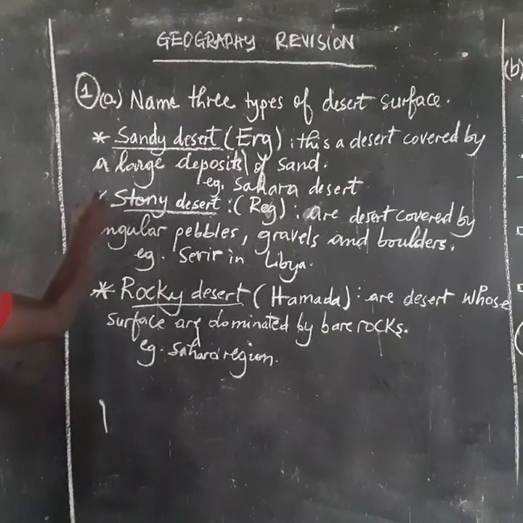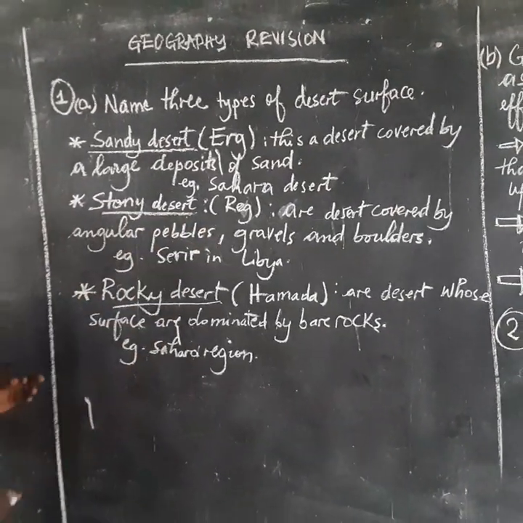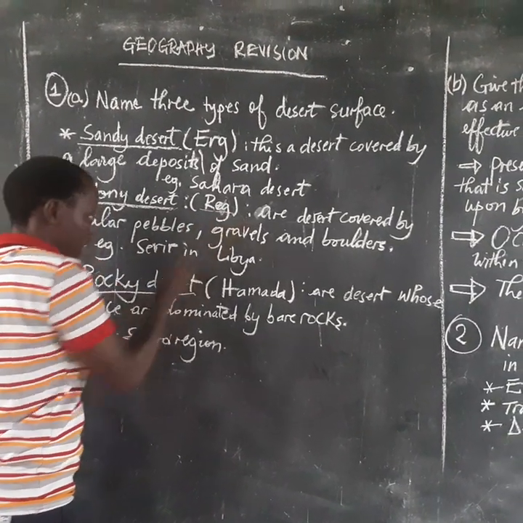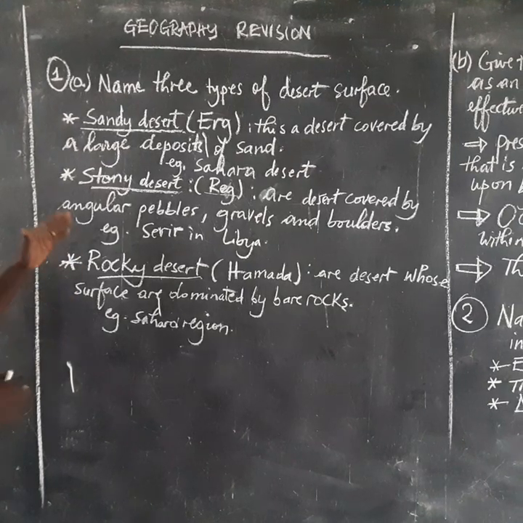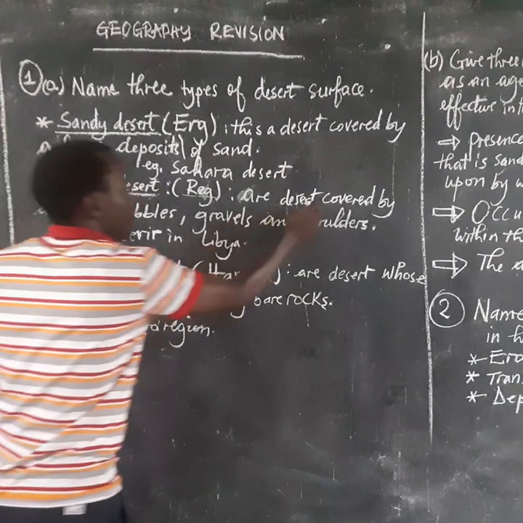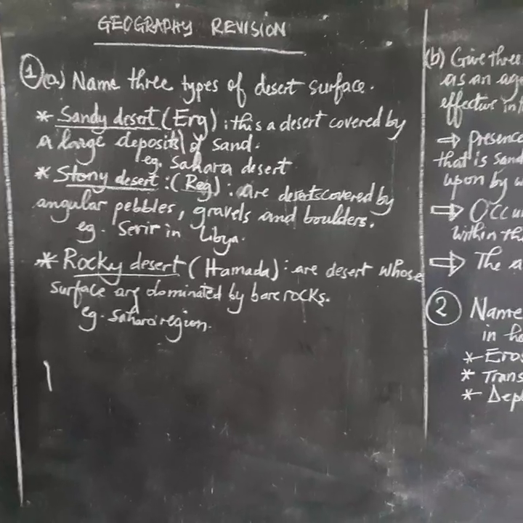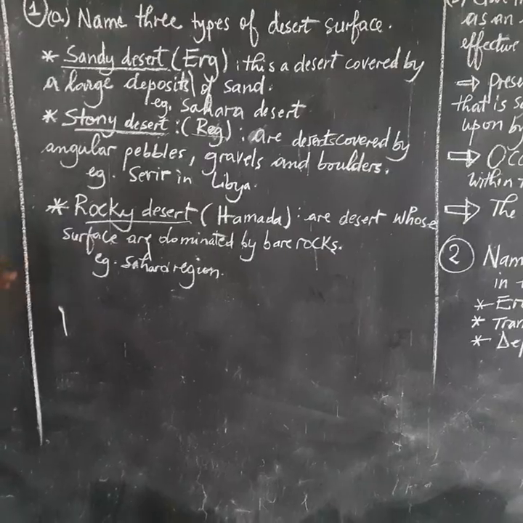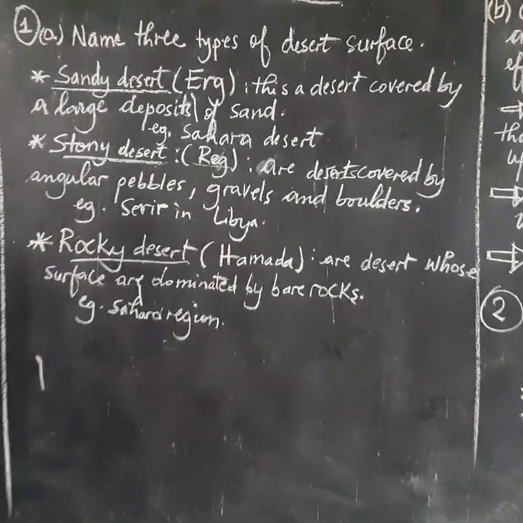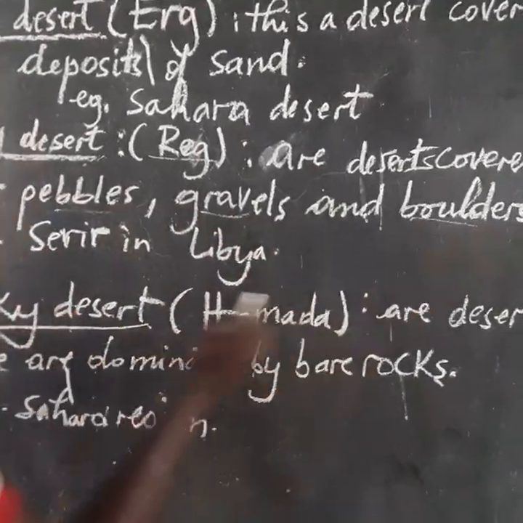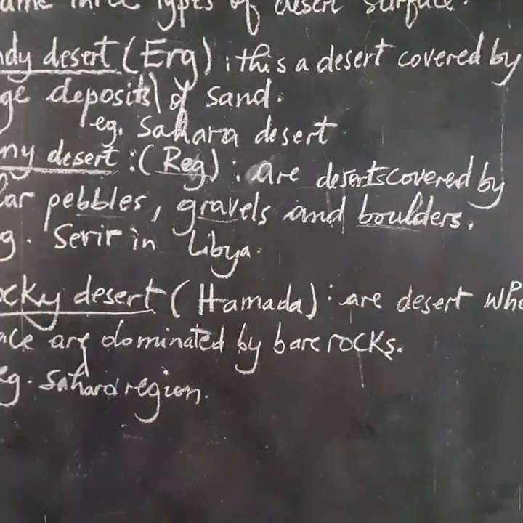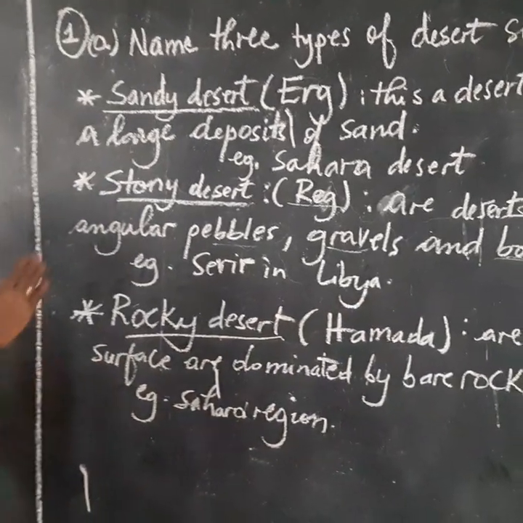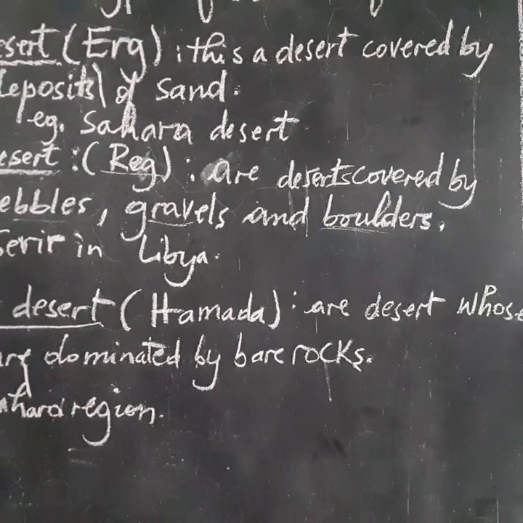Let's go to type number 2. We have the stony desert. This stony desert is otherwise called a reg. Regs are deserts covered by angular pebbles, gravels, and boulders. So meaning that the surface of the desert is covered by the angular pebbles, gravels, and boulders. So we have some examples. We have the Serir Desert in Libya. So therefore, that is an example of stony desert.